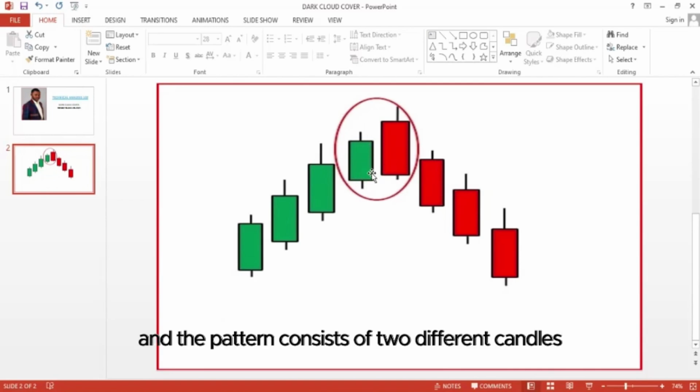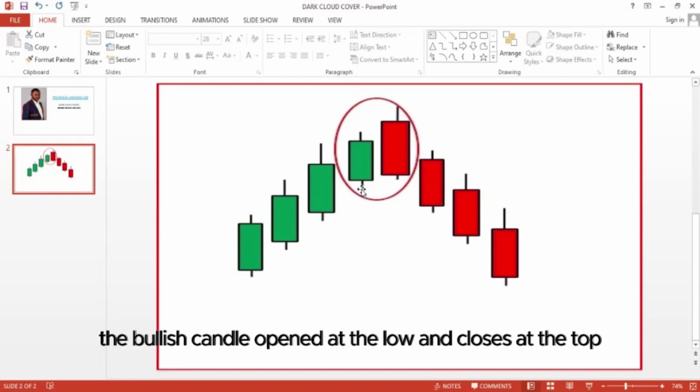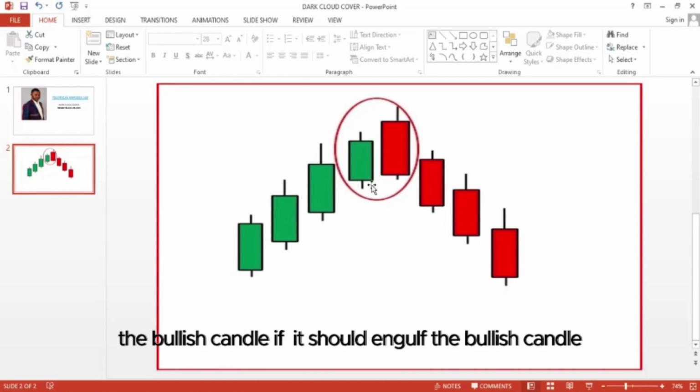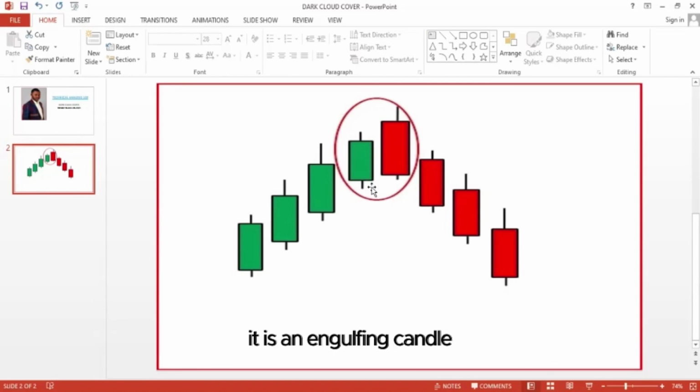The pattern consists of two different candles of opposite color, the bullish candle and the bearish candle. The bullish candle opened at the low and closes at the top. Now, the next day, a sell candle gaps far above the close of the bullish candle and it closes at the body. The close of the sell candle must not engulf the bullish candle. If it should engulf the bullish candle, it is not a dark cloud cover any longer. It is an engulfing candle.